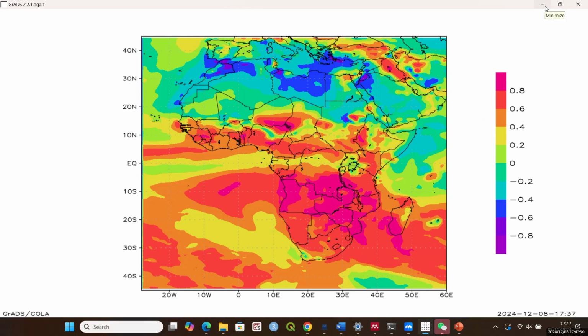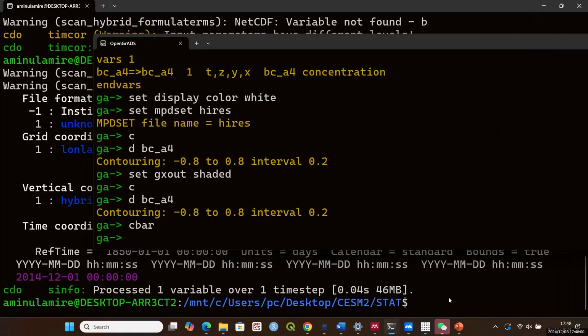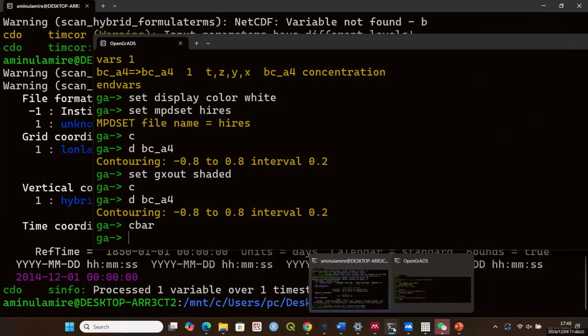Okay, I think for calculations, I will stop here. Then we'll do some things on how we can set some attributes in the files, in NetCDF files.